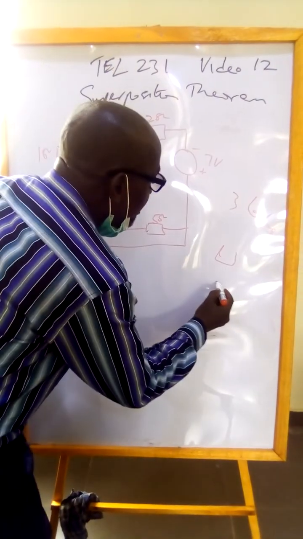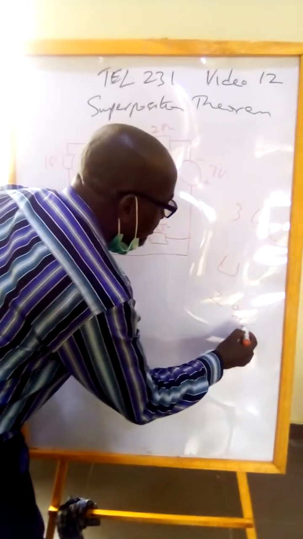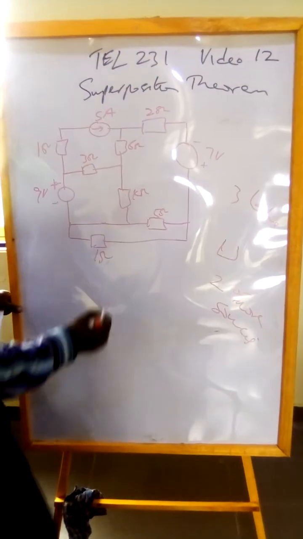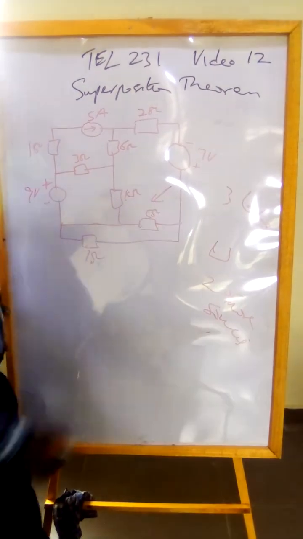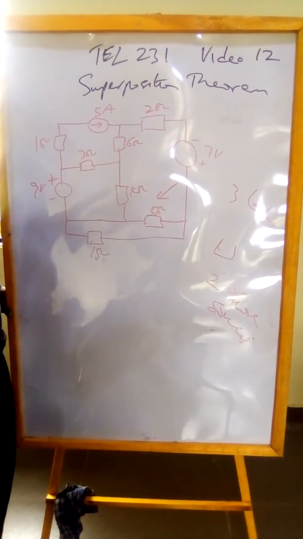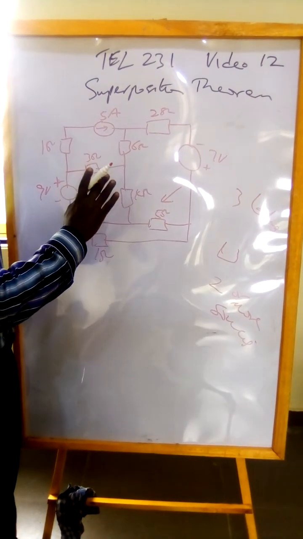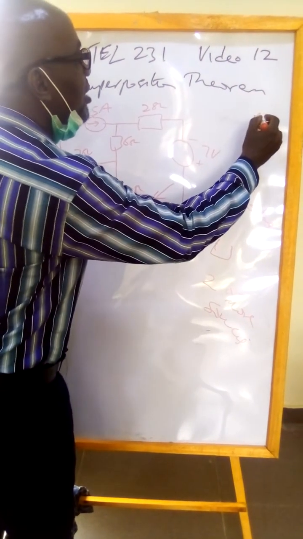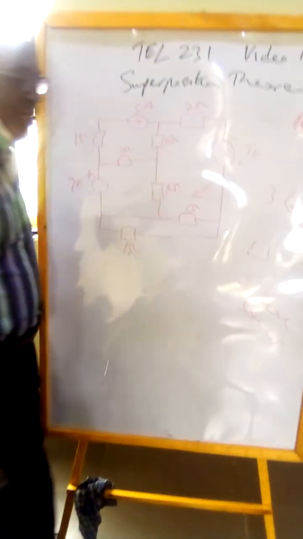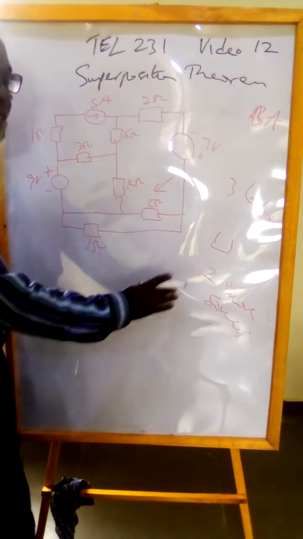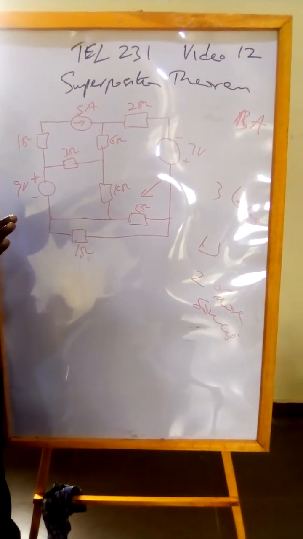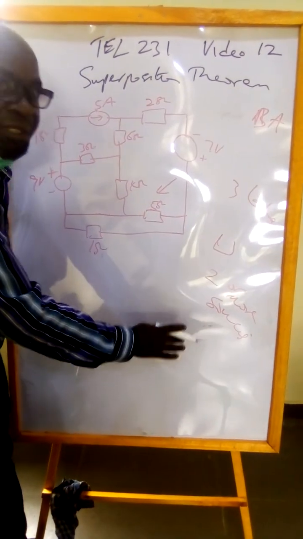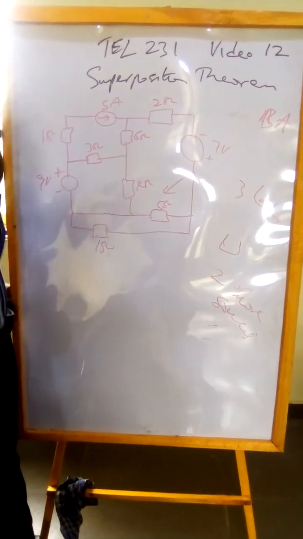So when you have 2 or more sources, the current they will produce in this 5 ohm can be calculated in 2 ways. Either put the 2 of them in the network and calculate the current here. Let's say you get B ampere. The other alternative is that you let each of them work alone separately. Let the first source, let's see what it will produce here. The second source, let's see what it will produce here, working alone.